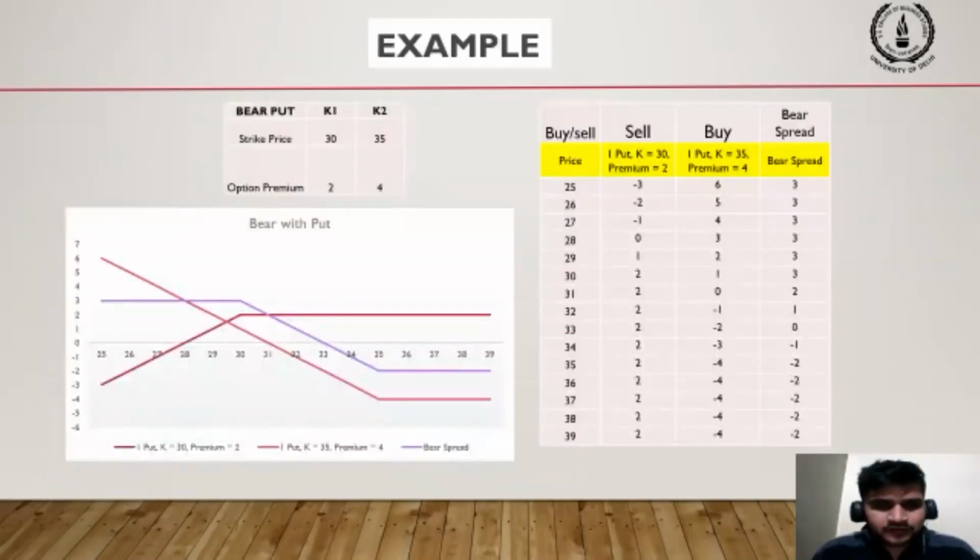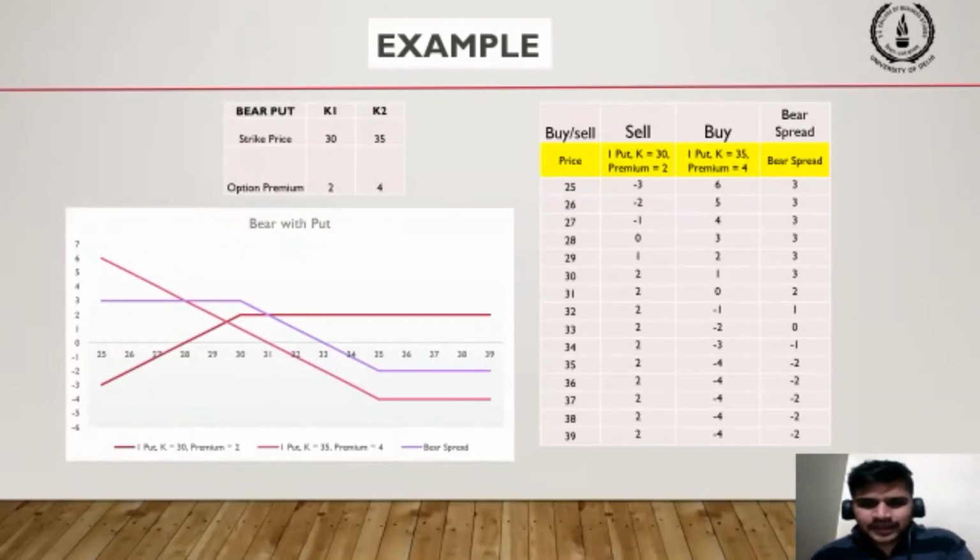All right, so now we move on to the example again for simplification purposes. So as you might have noted down in the previous slide, I said that we have to buy a put option at a specific strike price, and we have to sell a put option at a lower strike price. So that is what we have done in the example as well. You can see the strike price of the selling is 30 and the buying, that is K2, is 35. Option premium is 2 and 4 respectively.